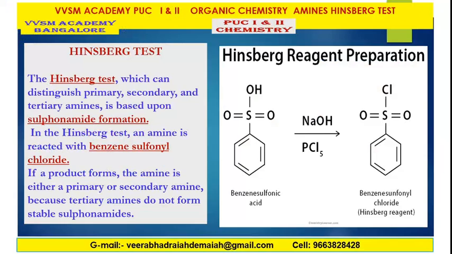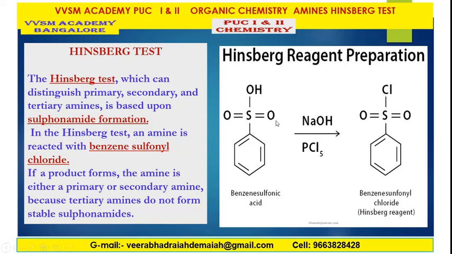Well friends, Hinsberg test for amines. The Hinsberg test, which can distinguish primary, secondary and tertiary amines, is based upon sulfonamide formation. In the Hinsberg test, an amine is reacted with benzenesulfonyl chloride. If a product forms, the amine is either a primary or secondary amine, because tertiary amines do not form stable sulfonamides. Note that tertiary amines do not form stable sulfonamides.